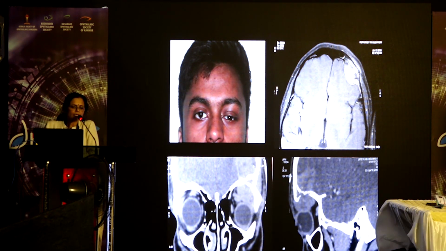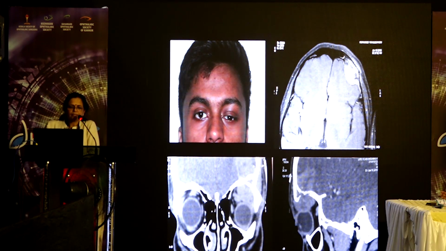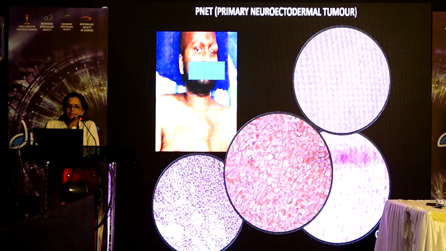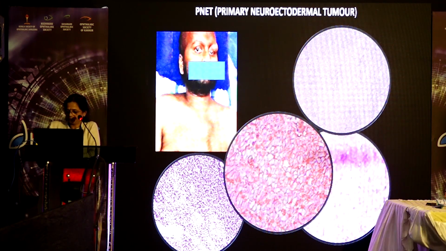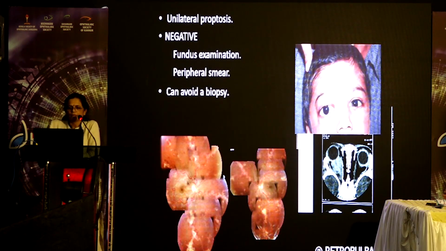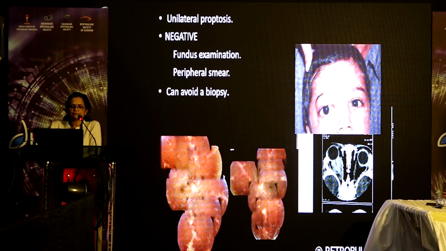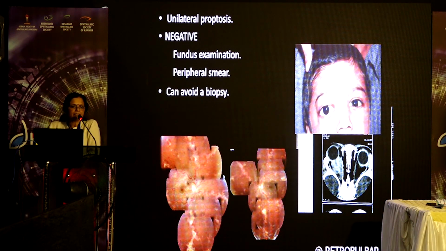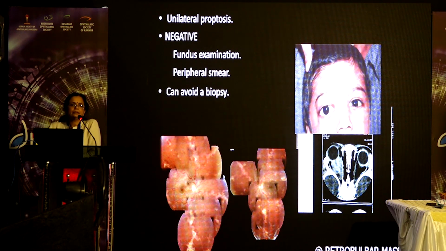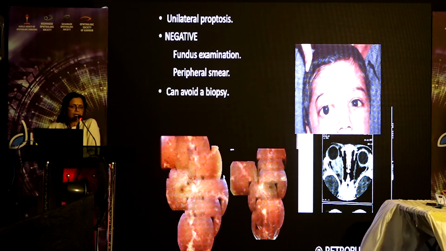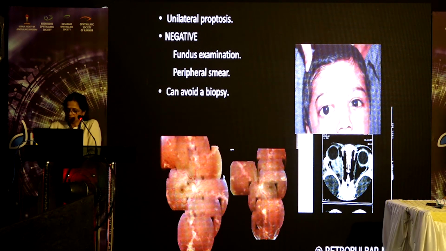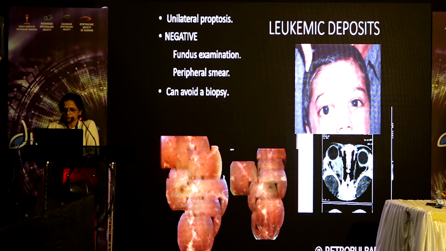This was again a bone eroding mass in the left superior orbit, and it turned out to be again a primary neuroectodermal tumor. The patient has expired. He was treated at Vellore. A unilateral proptosis with a retrobulbar mass in a young child. Always suspect rhabdomyosarcoma or even any of the hematological tumors. So always do a fundus examination, look for Roth spots, etc., and do a peripheral smear to rule out leukemia.